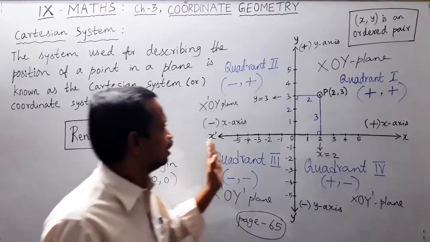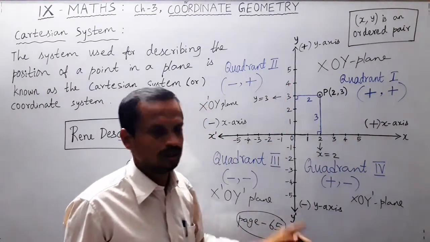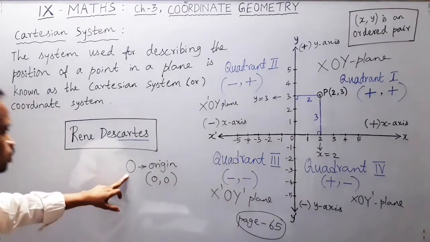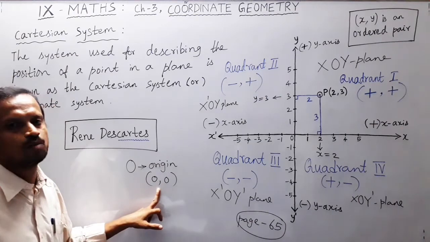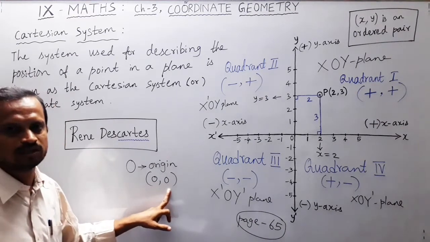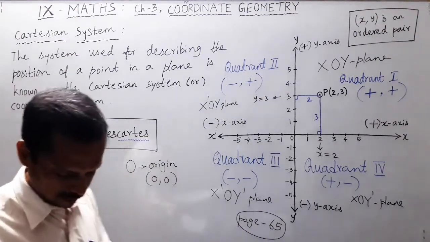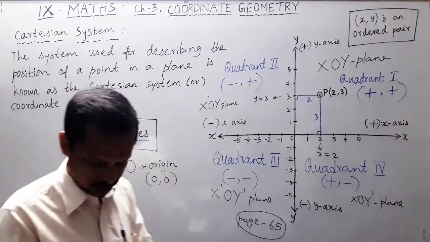Just now I told you, both axes intersect at a point which is called the origin, and we can represent the coordinates of the origin as (0, 0), where both the x and y coordinates are 0. So we are calling it the origin.